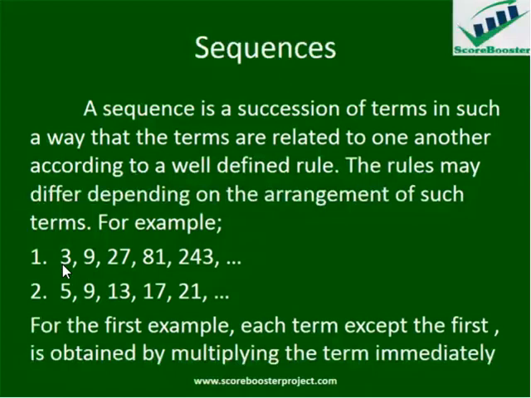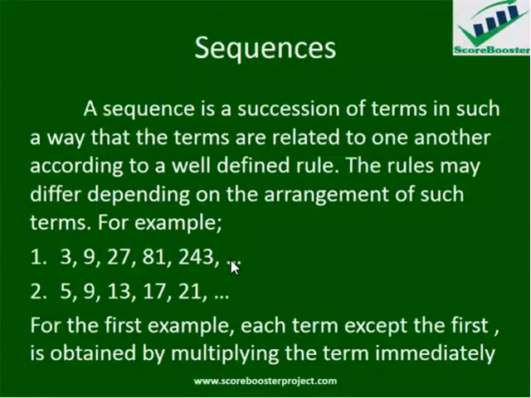Here the first term is 3. To get the second term, we multiply 3 by the first term, which is 3, you get 9. To get the third term, you multiply 3 by the second term, 9, to get 27. To get the fourth term, you multiply 3 by the third term, 27, to get 81. To get the fifth term, you multiply 3 by 81, which is the fourth term, to get 243.